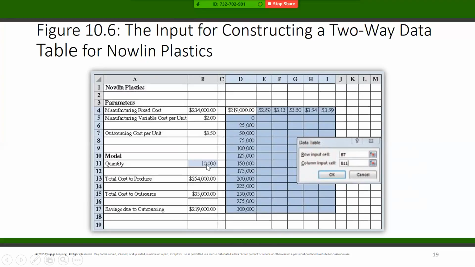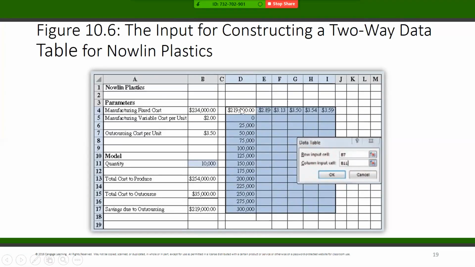Now in cells E4 through I4, these are going to be the bids, the outsourcing costs. In cell D4, above the column input values and to the left of the row input values, we have entered the formula equals B7. And so that's going to be the row input cell B7. In cell D4.